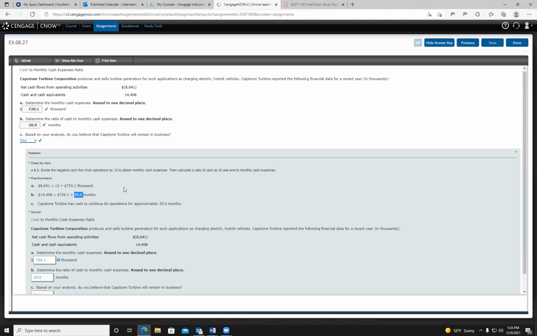Again, let me repeat that. Based on our total cash and cash equivalent balance at the end of the year, divided by our monthly cash expenses, we have about 20 months' worth of expenses sitting in our cash account. Again, without any additional revenue coming in, we could pay our operating expenses for 20 months. So based on that information, yes, Capstone Turbine will definitely be able to remain in business because they have more than 1 year's worth of operating expenses sitting in their cash account.